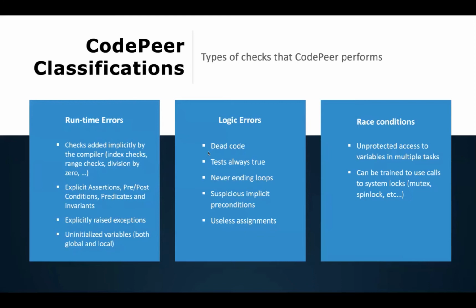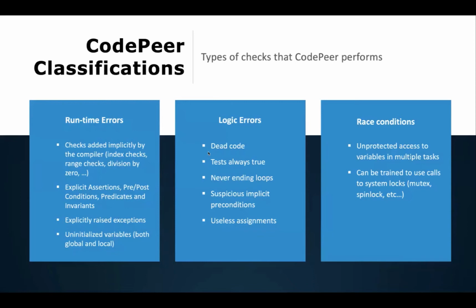One of the things that's interesting here about logic errors is this thing that we're calling suspicious implicit precondition. This is a way that CodePeer tries to figure out what logic you're trying to accomplish, and it tries to figure out if that logic has any errors in it. And we'll see an example of this shortly.